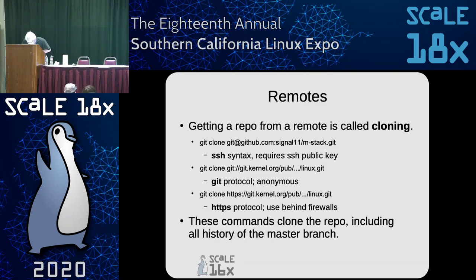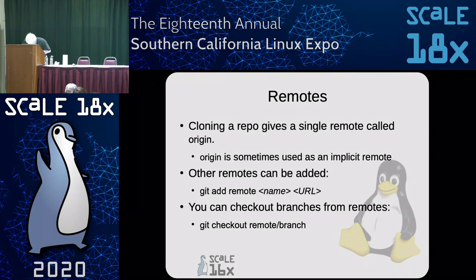So getting a repository from a remote is called cloning. It's git clone, blah, blah, blah, whatever. SSH syntax requires the public key. Git protocol is anonymous. HTTPS protocol is useful if you're behind a firewall. These commands clone the repository, including all history from the master branch. Cloning a repo gives a single remote called origin.